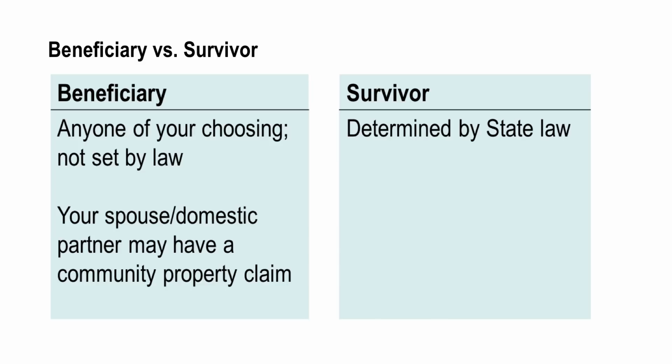It's important to note that if you are married or in a registered domestic partnership, but do not name your spouse or partner as your beneficiary, they may still be entitled to a community property share of your retirement, no matter who you name as a beneficiary. A survivor is defined by state law. State law determines who, if anyone, is eligible to receive benefits as a survivor. The survivor and beneficiary can be the same person, and often are, but they don't have to be.